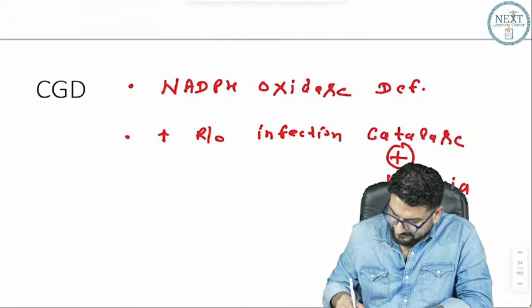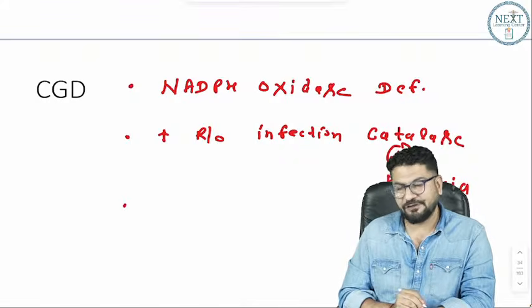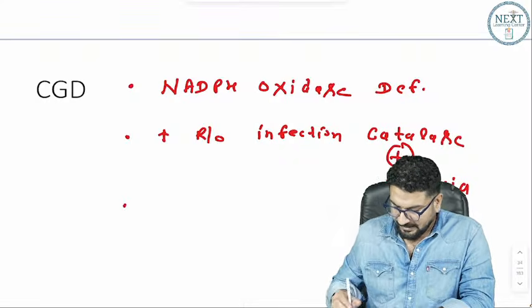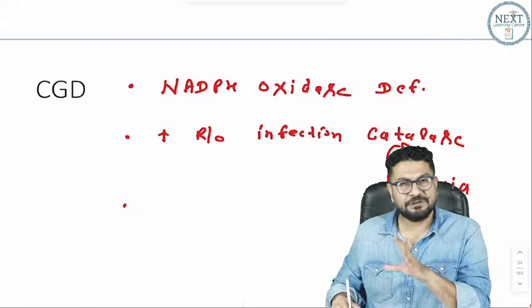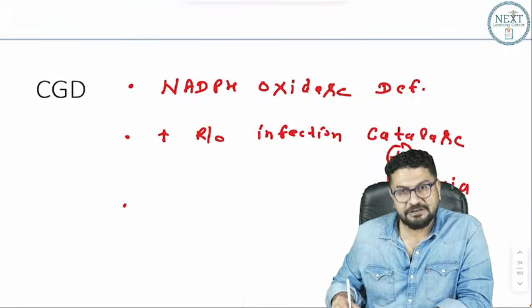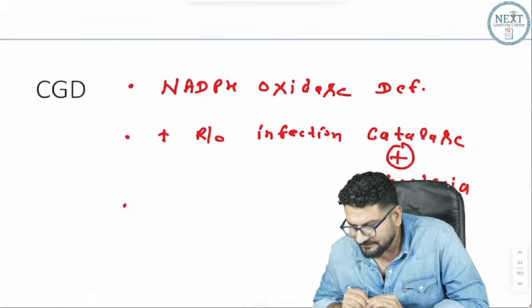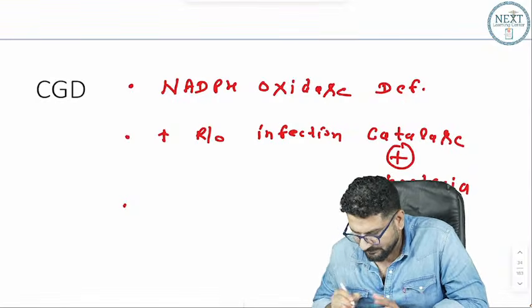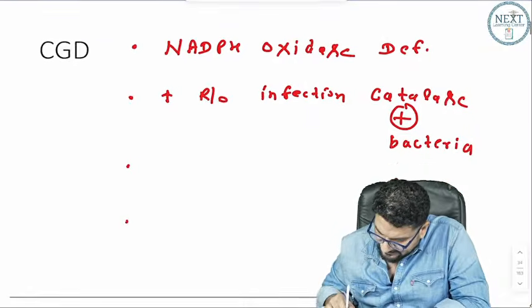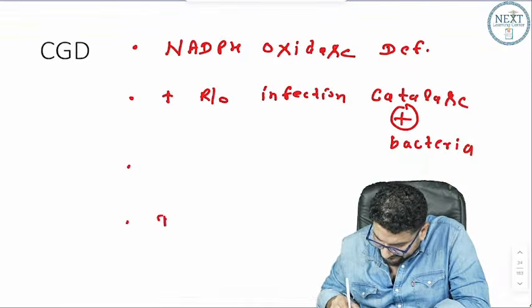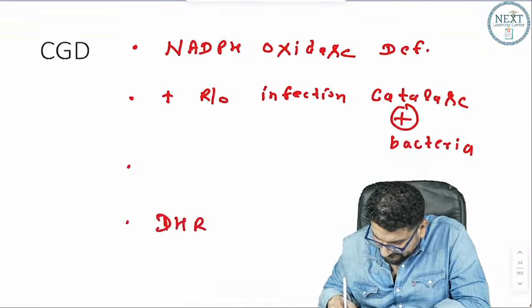Now understand these CGD. Whenever you see a patient of CGD, remember how we make a diagnosis. They have different tests. Two tests are asked in the exam. Which test? Anyone? One is already written, the DHR test. So sometimes in the exam they ask you the DHR test and sometimes they ask you this other test.